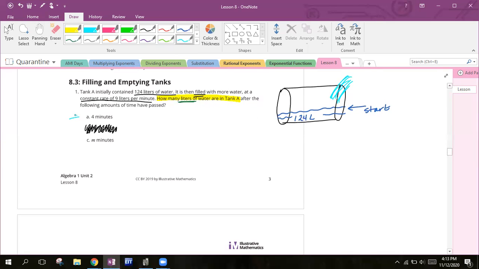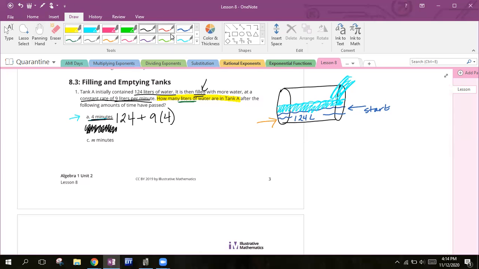So for part A, it wants to know how much is in the tank after 4 minutes. So it's going to be starting to fill up, and then 4 minutes is going to pass. We have some more water in there. So we're going to calculate how much we added, but we can't forget about how much we started with. Okay? So since we started out with 124, I have to start with that in my equation. Since there's water that's being filled up, we're going to add. And then if it's going at a rate of 9 liters per minute and 4 minutes have passed, we're going to do 9 times 4.